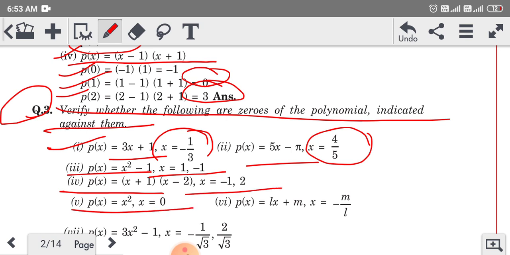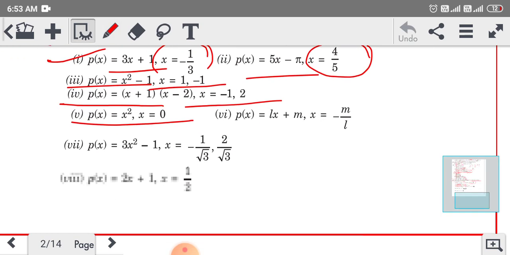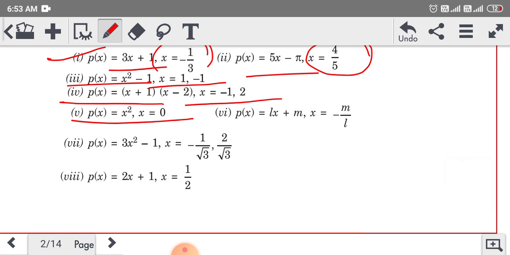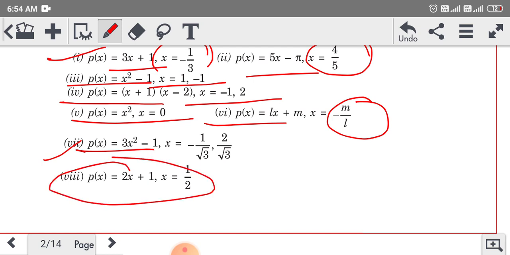Fifth, कहते हैं p(x) = x², हमें show करना है, x = 0 पे show करना है. Sixth, कहते हैं l x + m, show करना है, x = −m/l पे show करना है. Seventh, कहते that is p(x) = 3x² − 1, that is x = −1/√3 और 2/√3 पे show करना है. और eighth का p(x) = 2x + 1, x = 1/2 पे show करना है.